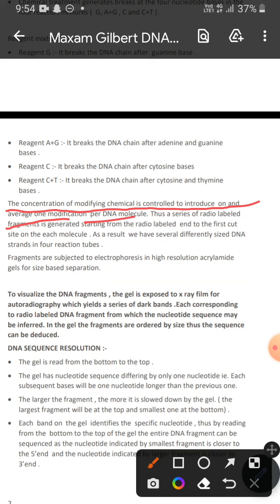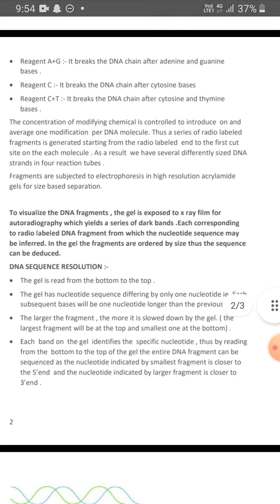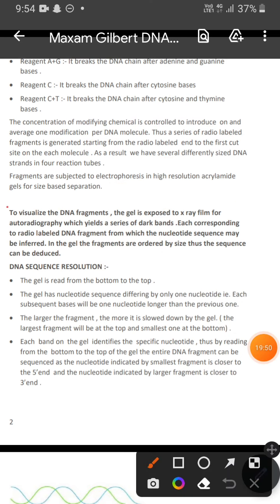Thus a series of radioactively labeled fragments is generated, starting from the radiolabeled end to the first cut site on each molecule, that is, after the base that we have modified with the chemical reagent. As a result, we have several differently sized DNA strands in the 4 reaction tubes. Fragments are subjected to electrophoresis, and here obviously PAGE will be used, as PAGE will provide us higher resolution separation rather than agarose. Then we will visualize them with the help of autoradiography, since we are using radioactively labeled DNA fragments.